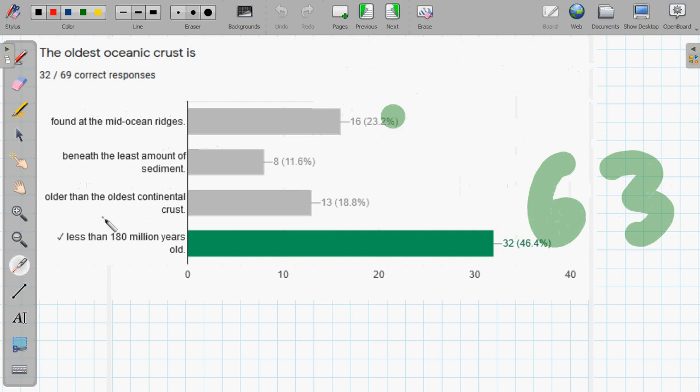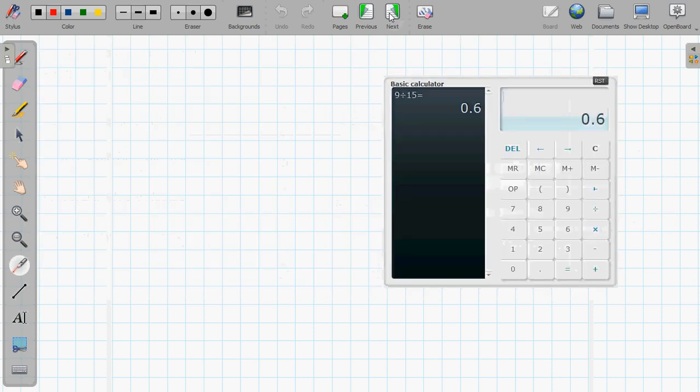All right. The oldest oceanic crust is less than 180 million years old. The oldest rocks, continental rocks, are like 4.6 billion years old. But the oldest oceanic rocks are less than 180 million years old. So there we have a discrepancy, and that tells us that the seafloor is being made and destroyed much more quickly than continental crust. All right, and so that's the review.